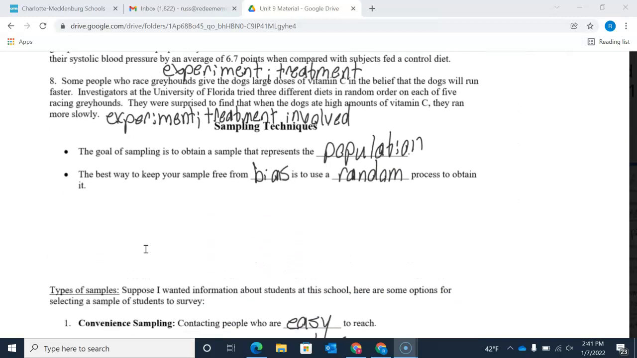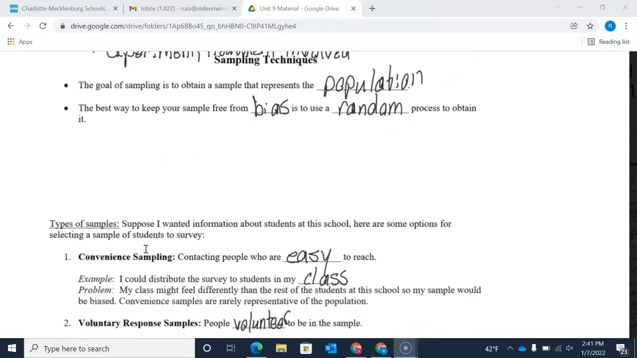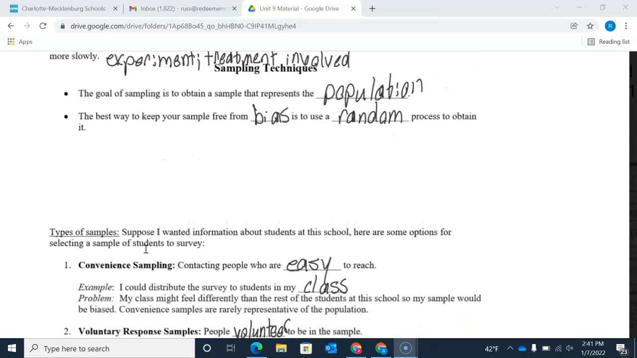All right, so the types of sampling techniques, okay? So the goal of sampling is to obtain a sample that represents the population, okay? So you want to figure out what would the population do.